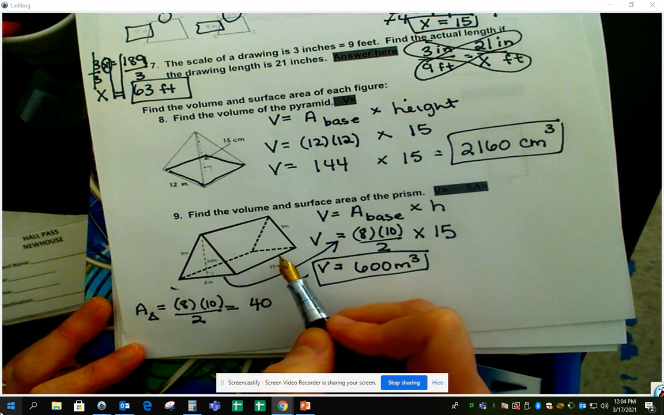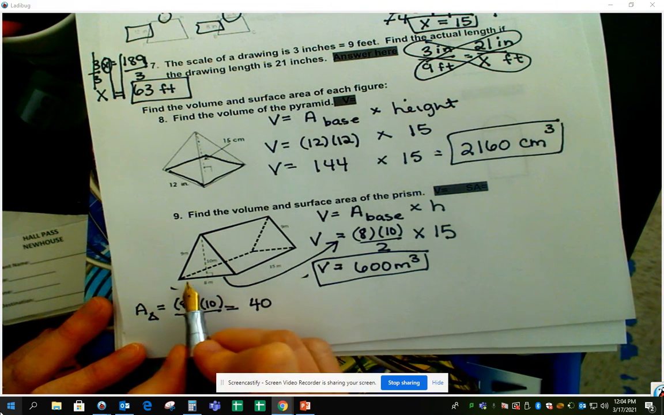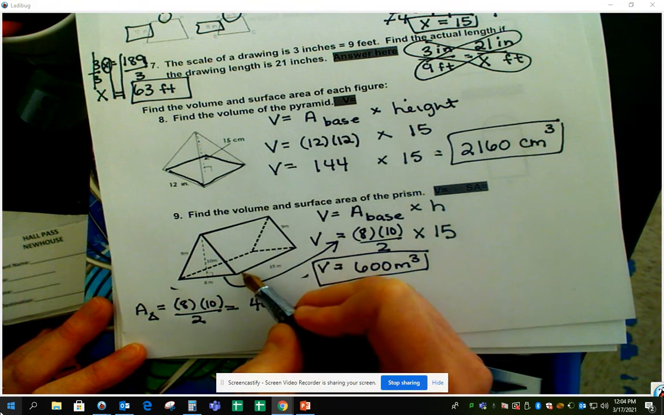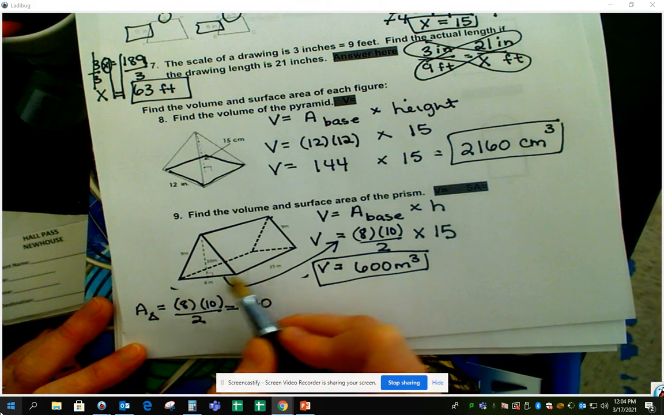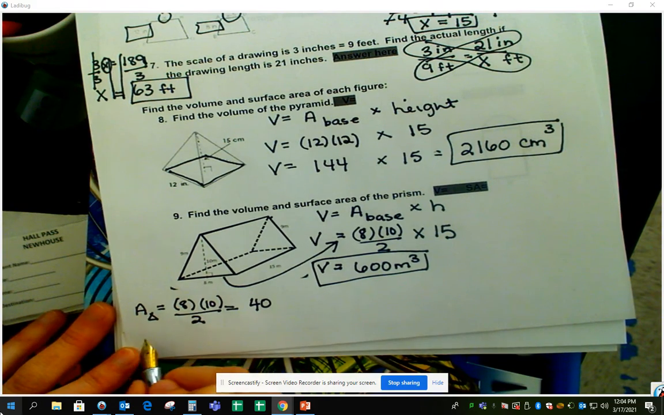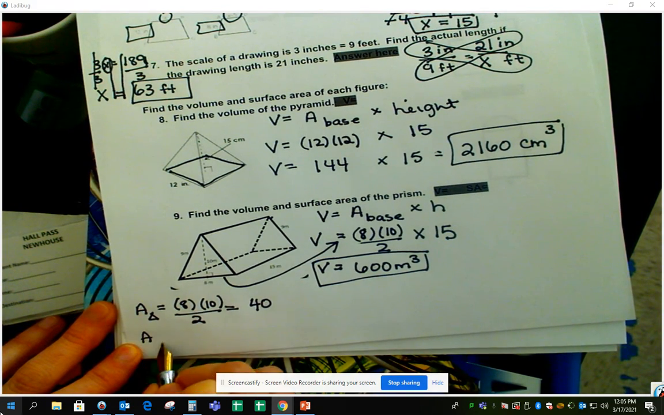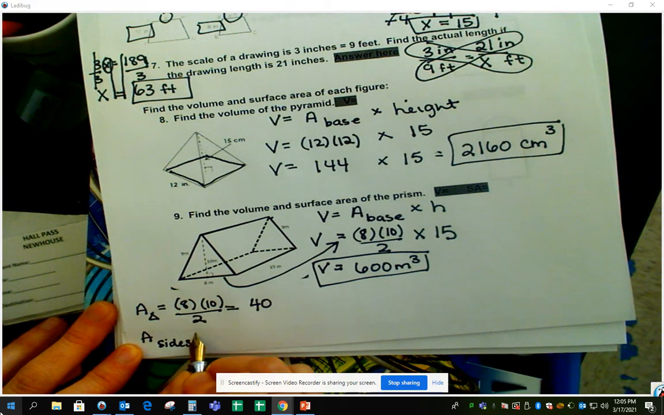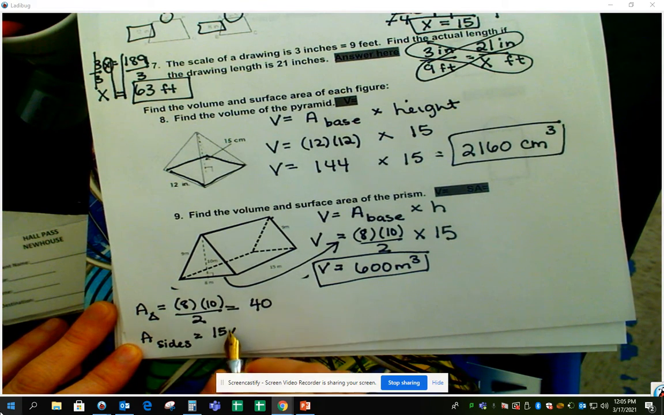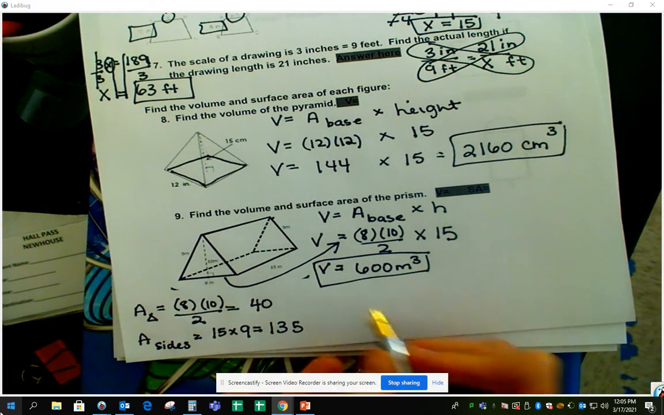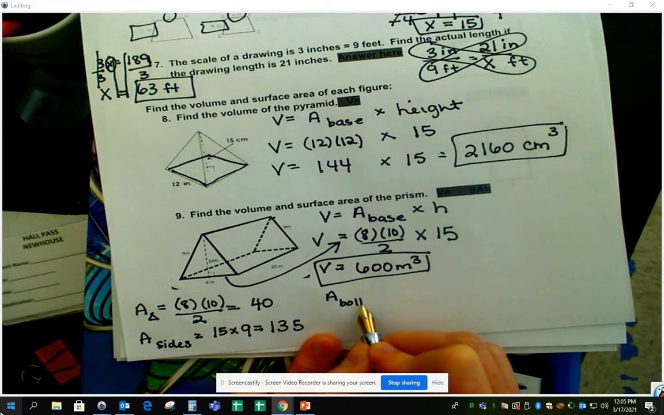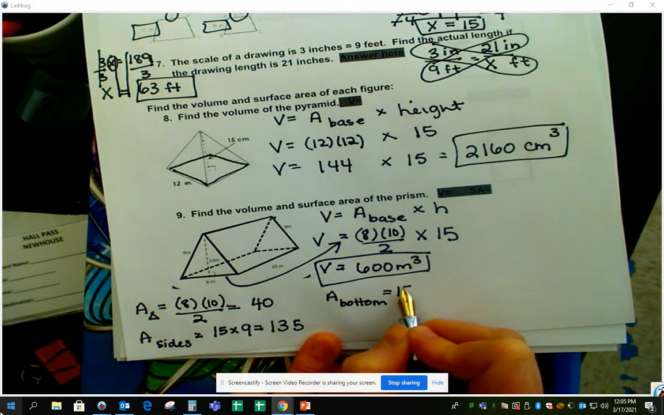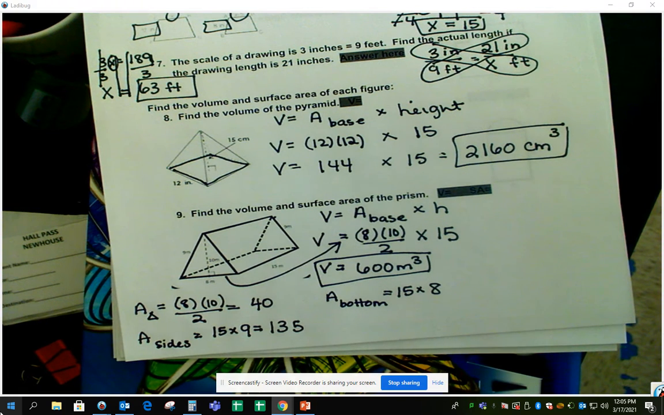Let's see, they're not all the same. Ooh, this one's different. So this side is 15 by 9. This side is 15 by 9. The bottom is 15 by 8. So let's do area of the sides. And that will be 15 by 9, which is 135. And then let's do area of the bottom here. This would be 15 times 8.